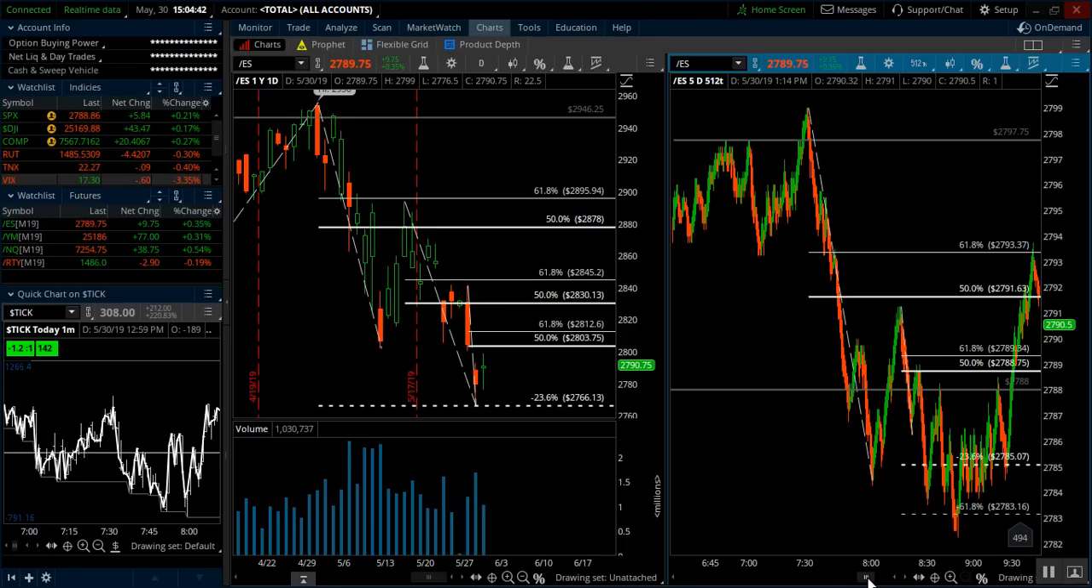If it doesn't, then I'll be looking for these larger halfway backs on the dailies, kind of turning more to the swing trading aspect. I do swing trade individual stocks as well, but when the ES or the NQ is not producing a lot of intraday setups, that's one way you can trade the QQQs or the SPY and still capitalize on some of these moves.